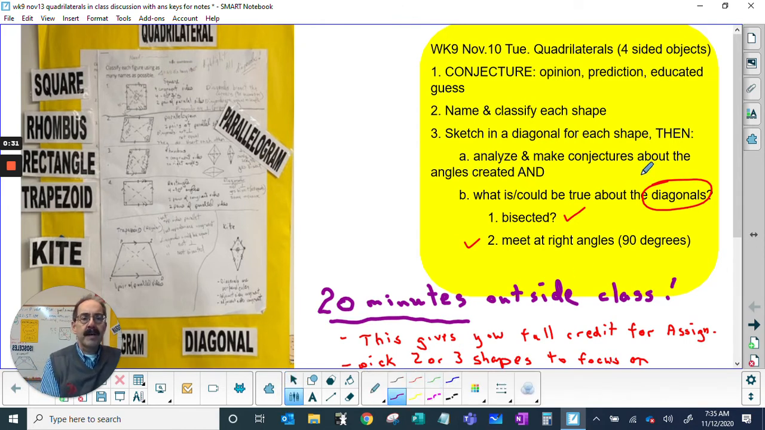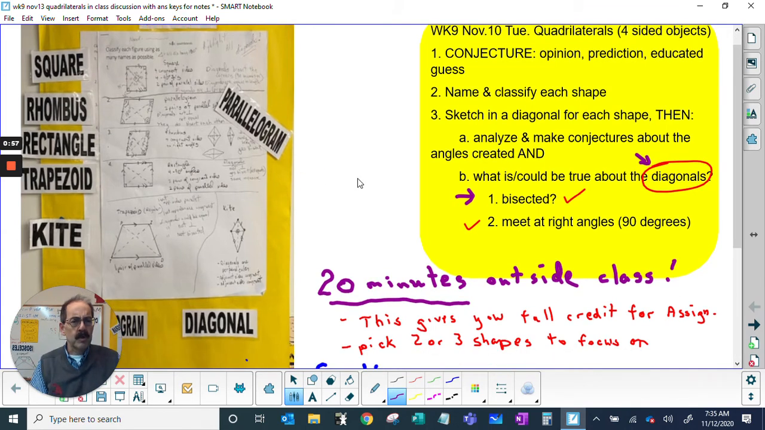We're going to analyze the diagonals, the angles created in the corners, okay? The vertices. What can we say about those angles of each of these shapes? And then when we create the diagonals, what can we learn about the opposite angles? What corresponds to what? Okay, so a key word will be the word corresponding.